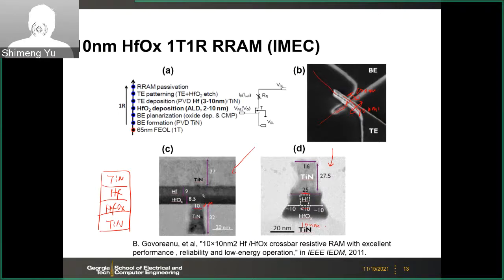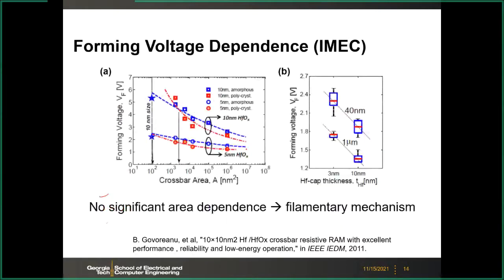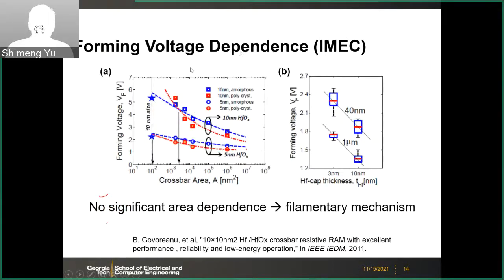But the transistor they use in this case is a 65 nanometer transistor. But the RRAM device is made on top with very small dimensions. And they have done some characterization of this device. And the first thing is that they look at the so-called forming voltage.